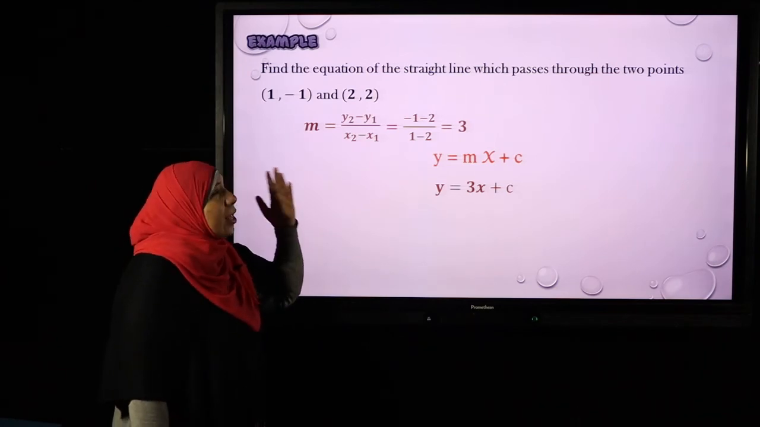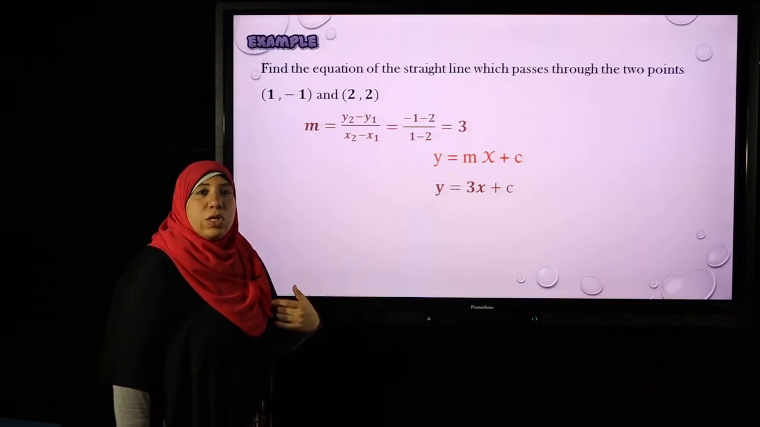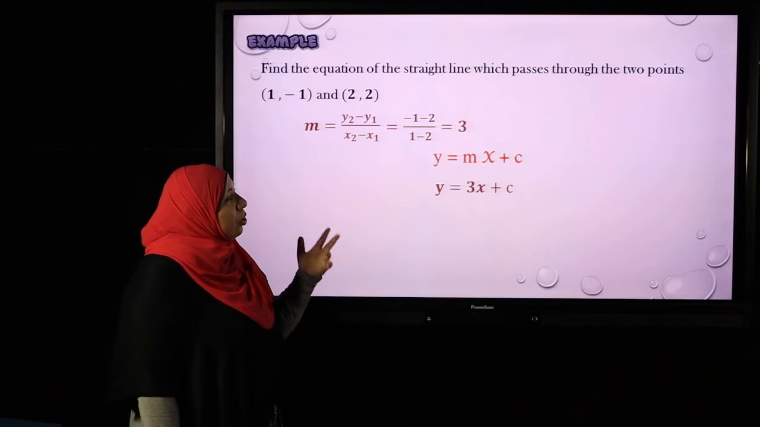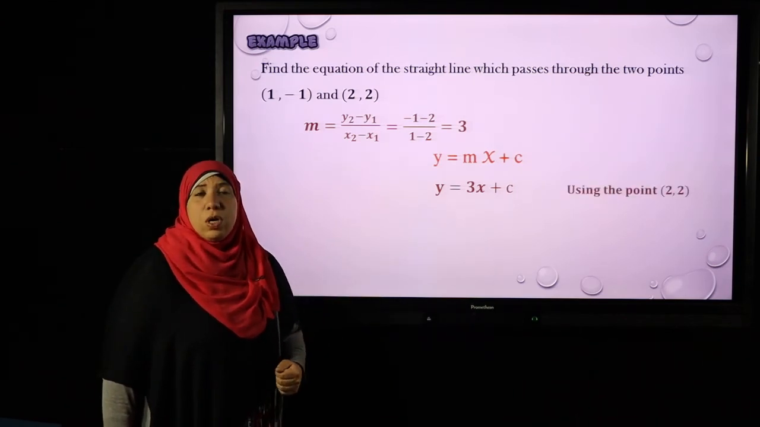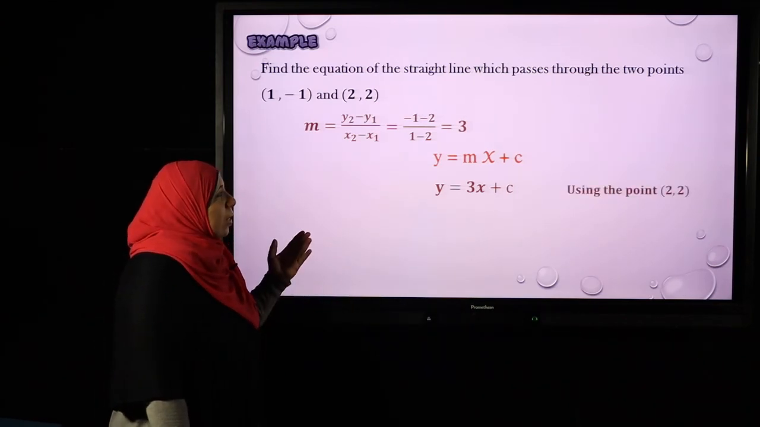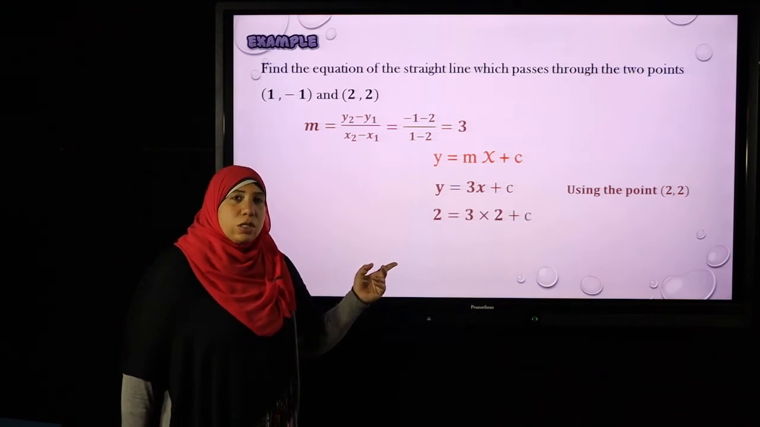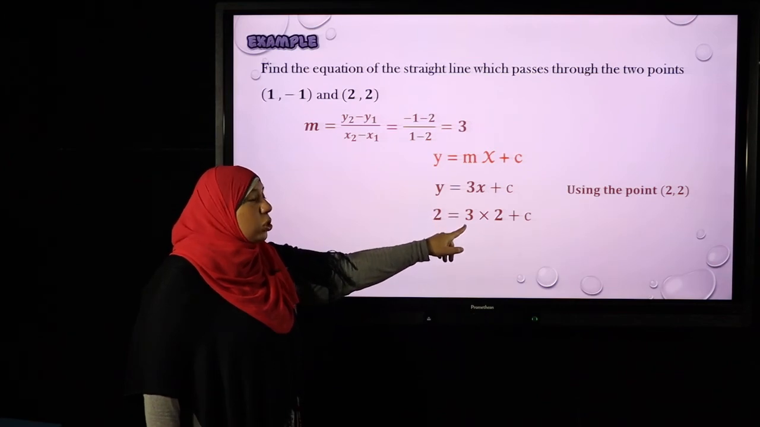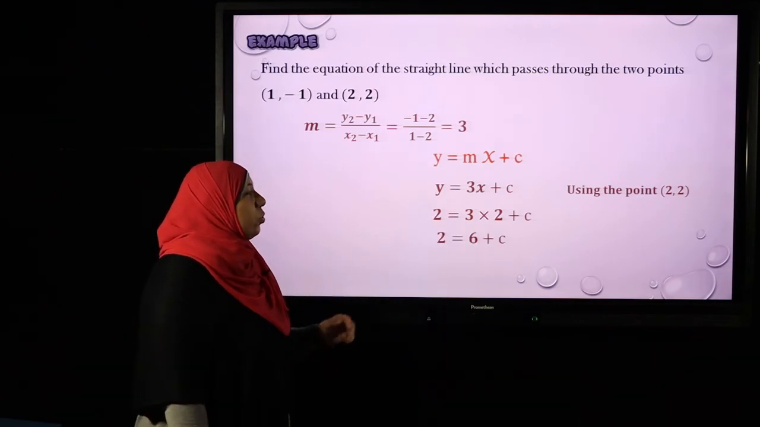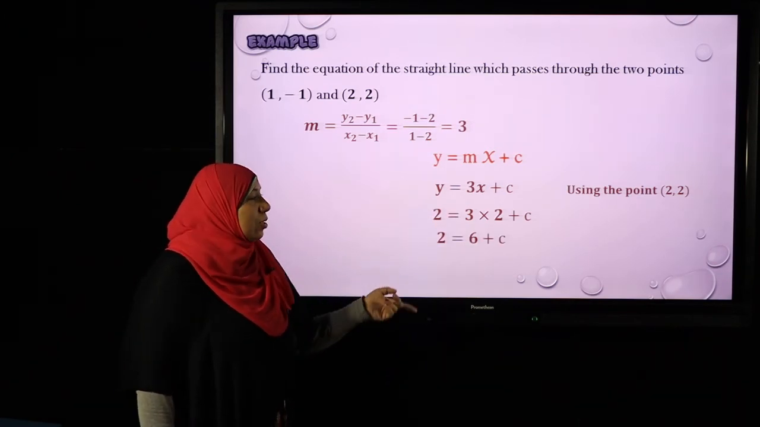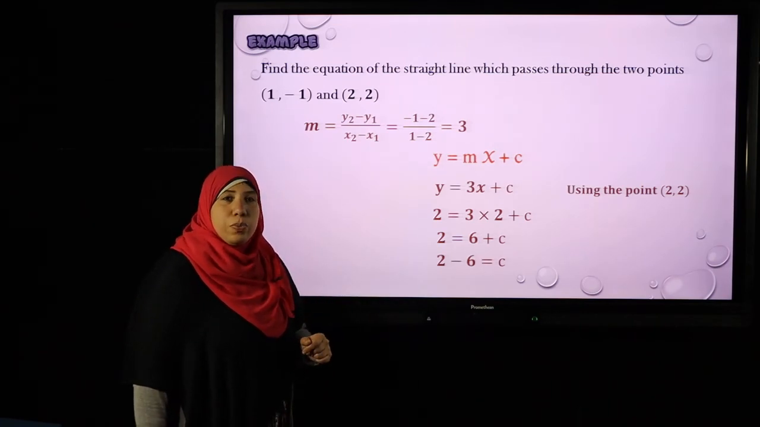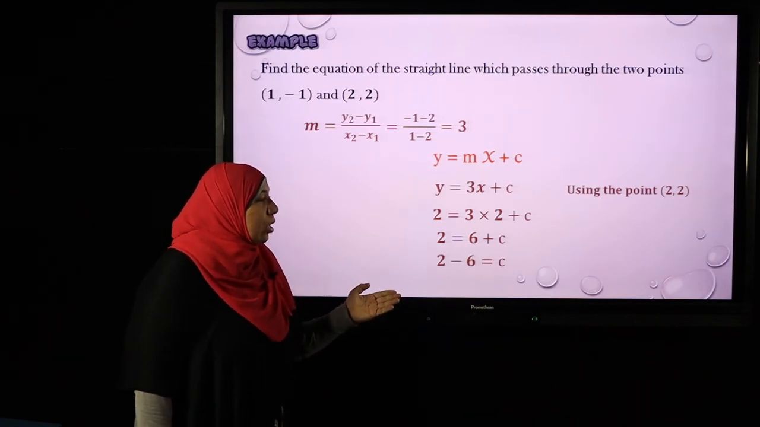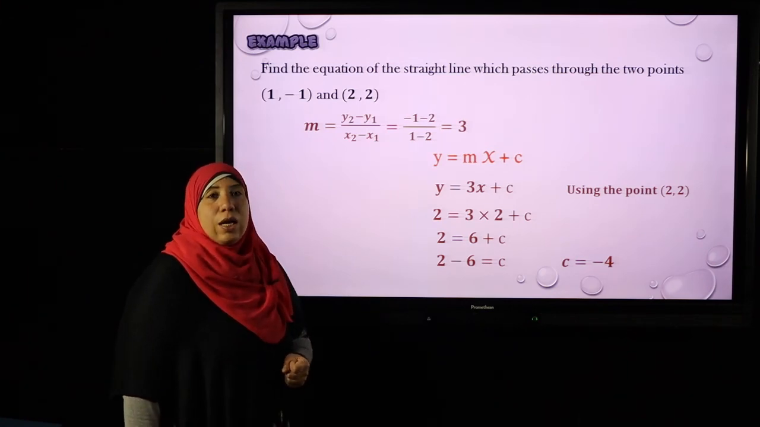So I will use any of the 2 points because our straight line passes through both of them. I will use any one of them. For example, if I use (2, 2), I will put 2 instead of y and 2 instead of x. It will be 2 equals 3 times 2 plus c. So 2 equals 6 plus c. 6 will go to the other side with the opposite sign, equals c. So c here is -4.